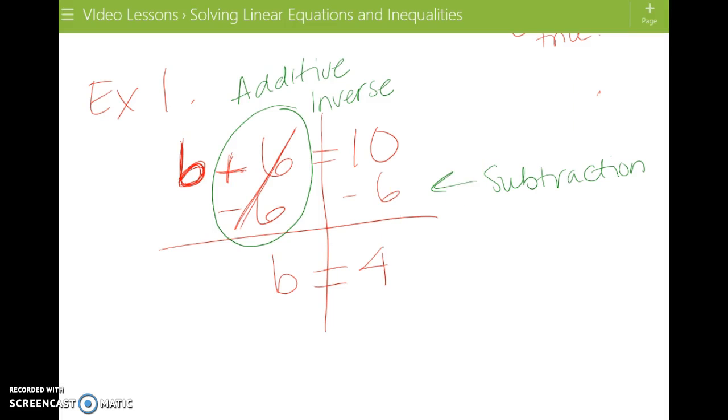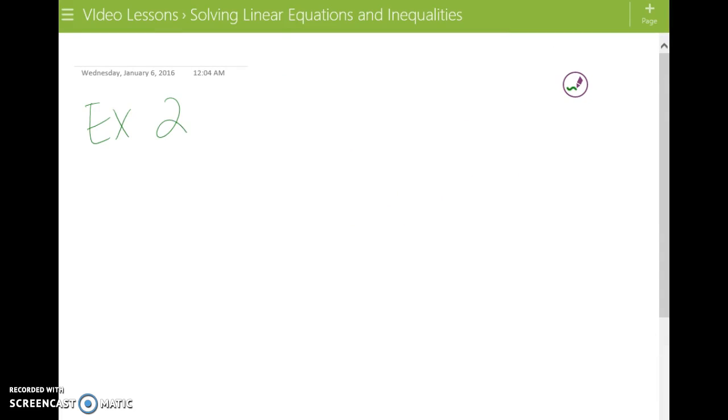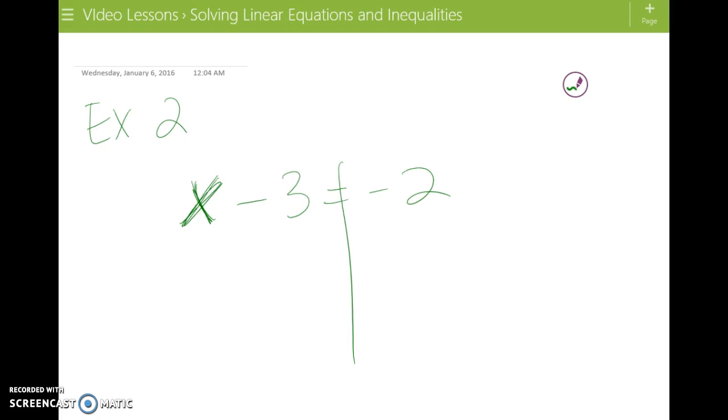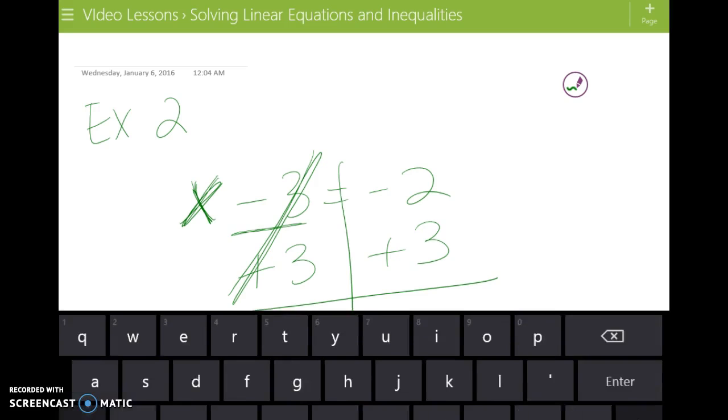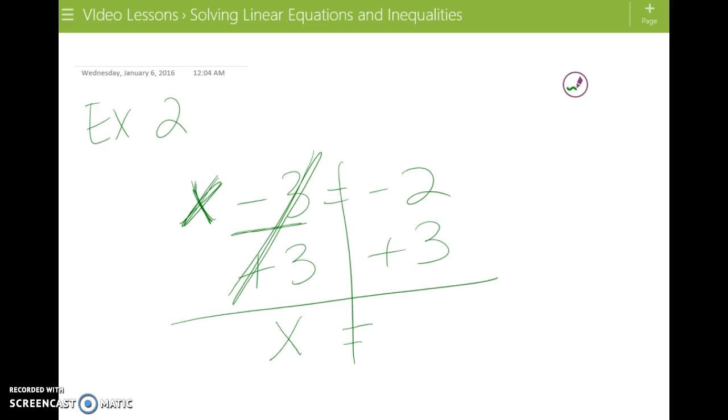All right, let's do another example. Let's do this one. X minus 3 equals negative 2. Well, our goal is to get x alone, but right now x has this 3 with it, this negative 3 with it. So we need to get rid of the minus 3. Since it's a minus 3, the way to get rid of it is to do the opposite. So we're going to add 3 to both sides. Negative 3 plus 3 is 0, so that goes away. We're left with x all alone. That was our goal. Negative 2 plus 3 is positive 1, so x equals 1.